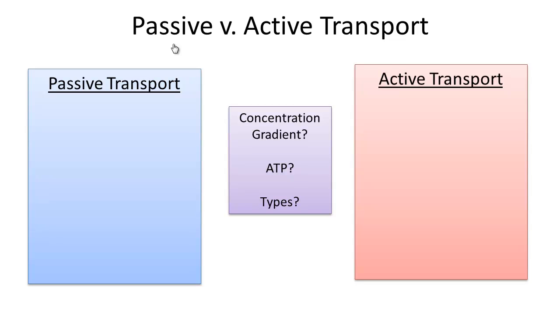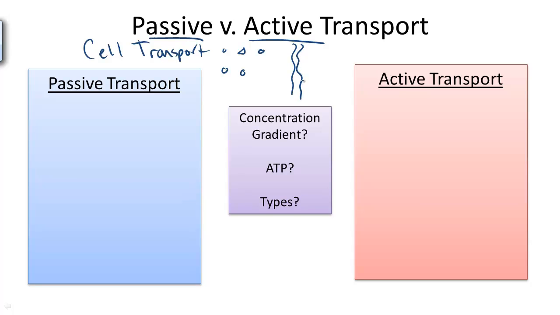Passive versus active transport. What's the difference? Well, passive and active transport are two types of cell transport. And cell transport is any way in which we get molecules, glucose, salts, water, across a semipermeable membrane such as the phospholipid bilayer that surrounds all cells. So let's talk about passive transport first and compare it to active transport.